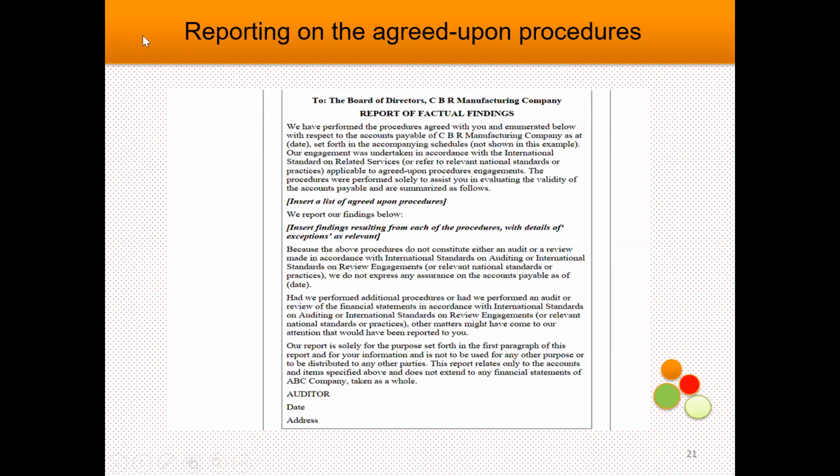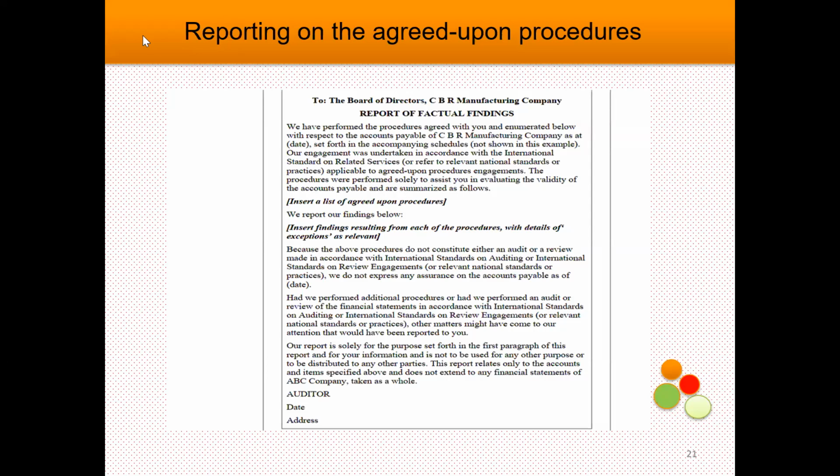Anyway, so it says to the board of directors of so and so company, it talks about the report of factual findings. We have performed the procedures agreed with you. That's how it will start. And then you insert a list of the agreed upon procedures. Then you report your findings.